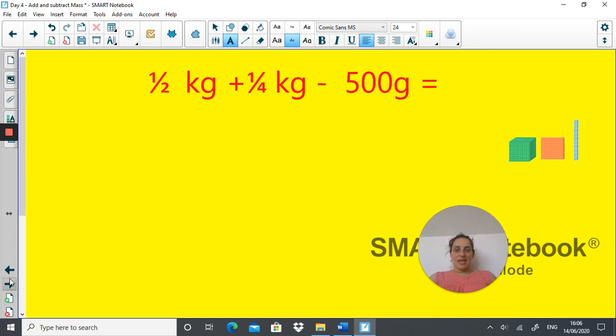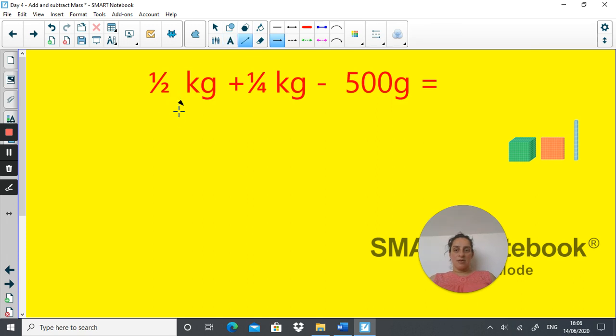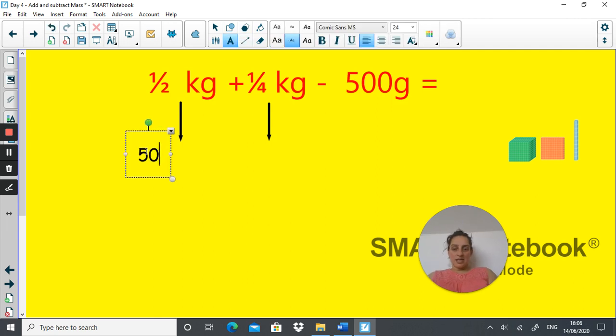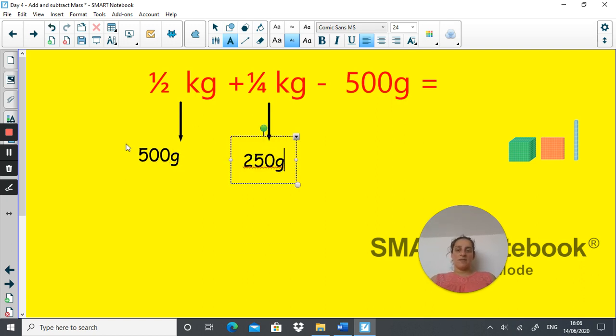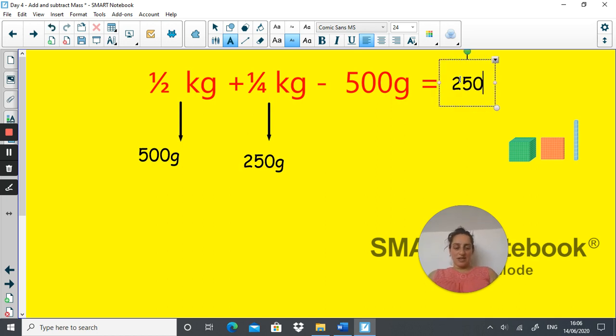Okay. And here is our next example. So pause the video and have a go. So half a kilogram is 500 grams. 1/4 of a kilogram is 250 grams. So 500 grams plus 250 grams is 750. And take away 500, it leaves you with 250 grams. Okay?